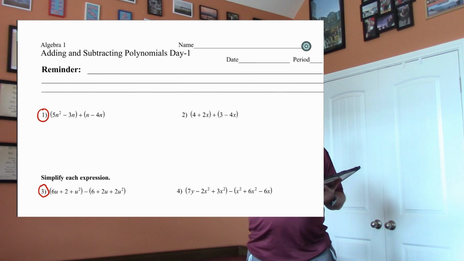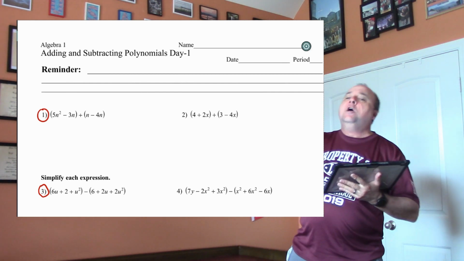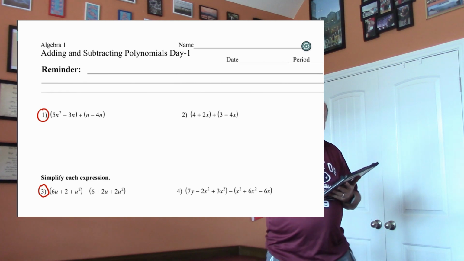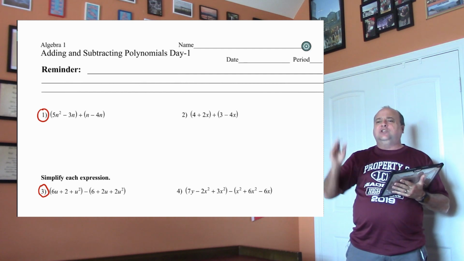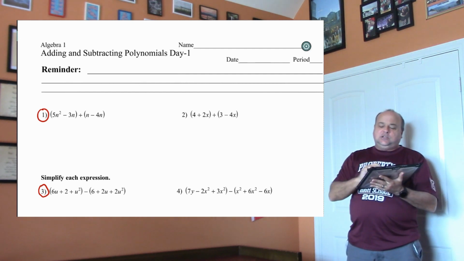Today we're going to start combining polynomials. This is going to be F-U-N, fun, fun, fun. This is something you've done in junior high, a little bit more power because we're going to have different variables and exponents in these. So some things to remember.